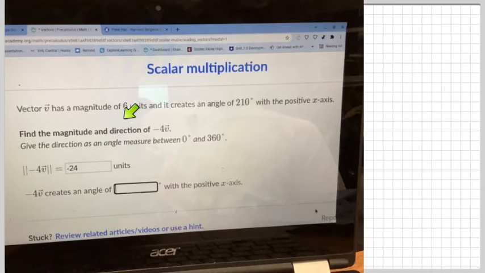All right, so here's a weird one. Vector V has a magnitude of 6 units. That's its length. And it creates an angle of 210 degrees with the positive x-axis.